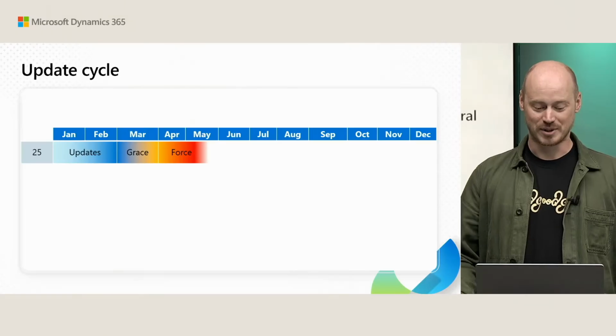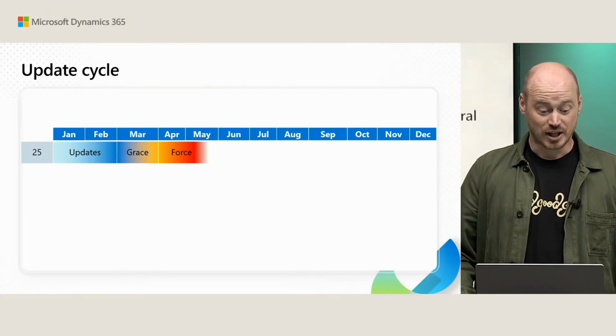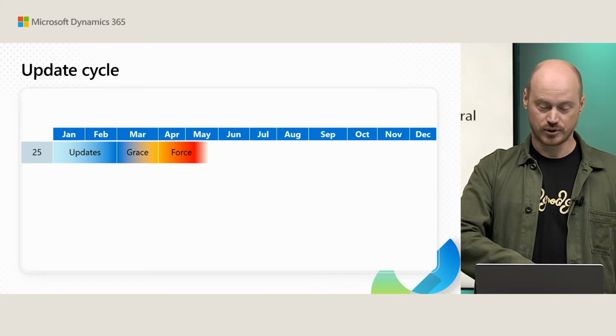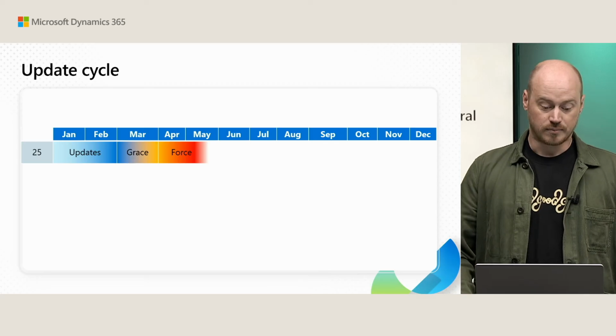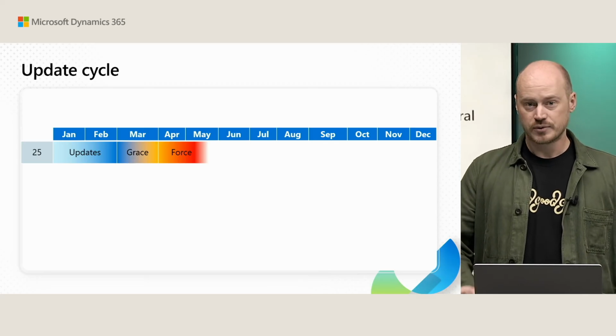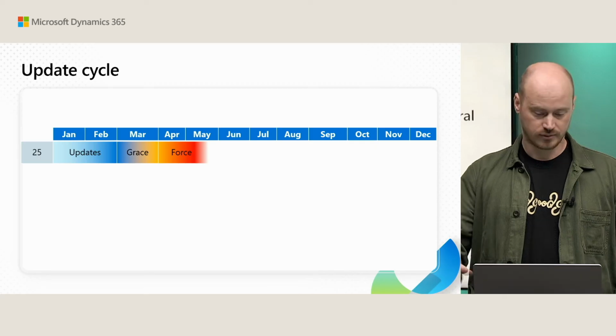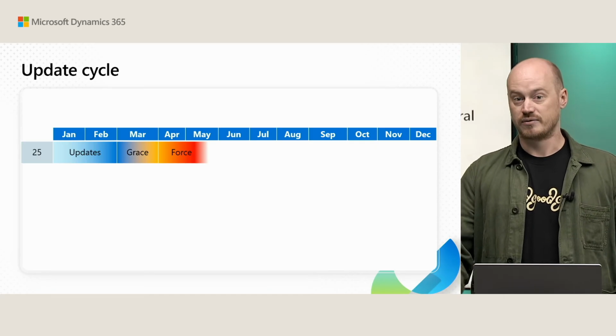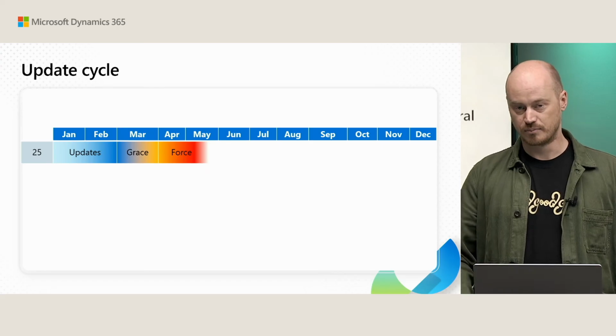So looking at the calendar for 2025, this is what our update cycle looks like. It's April now, so we've just completed the update cycle for environments to update from version 24 to version 25. This version was released first in October, so the update period ran until the end of February. We've had a 1-month grace period in March, and now it's April, we're forcing any environments that have not updated yet to complete this update.